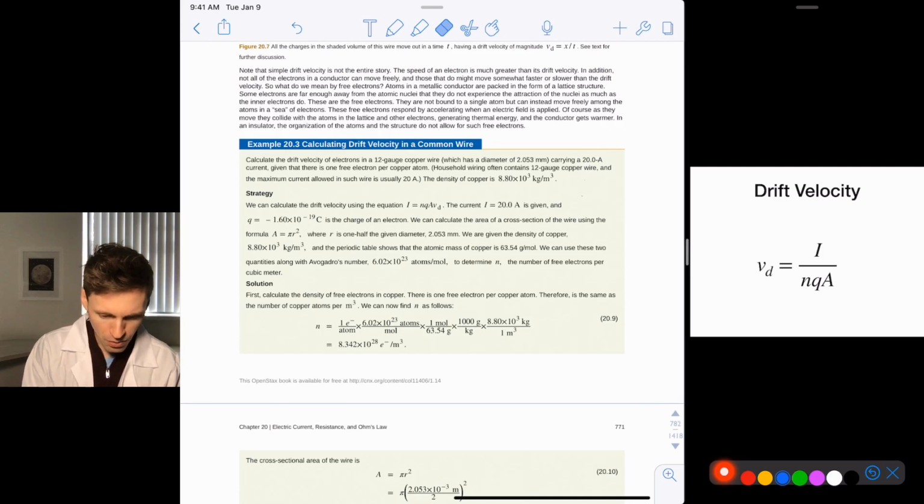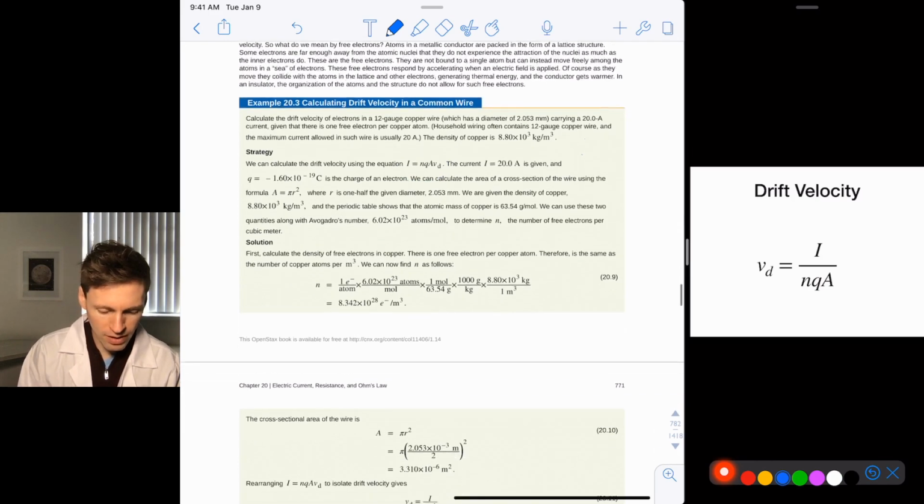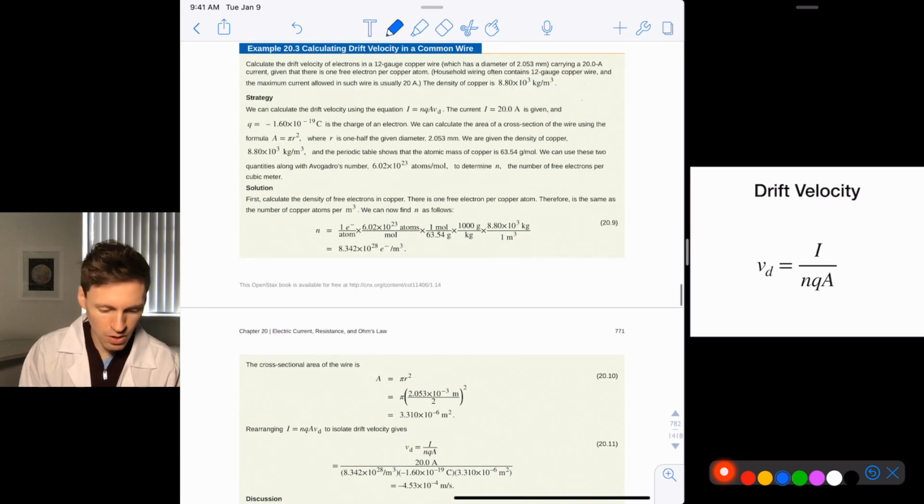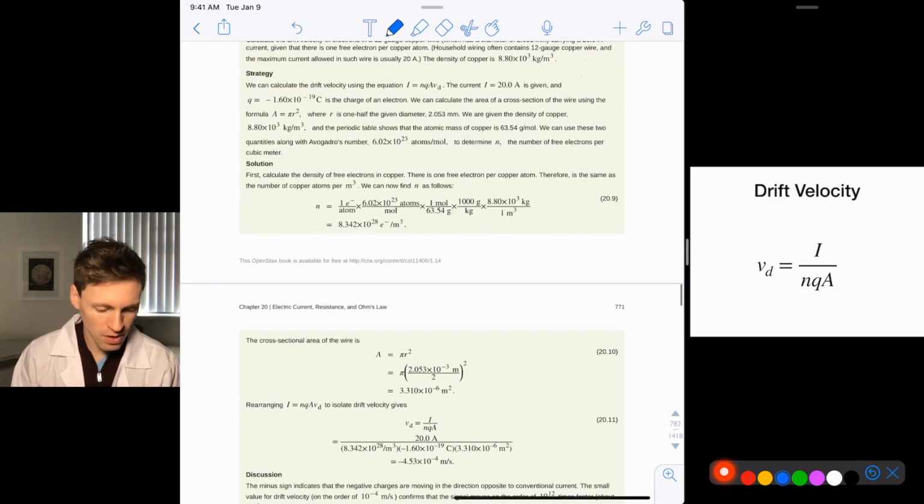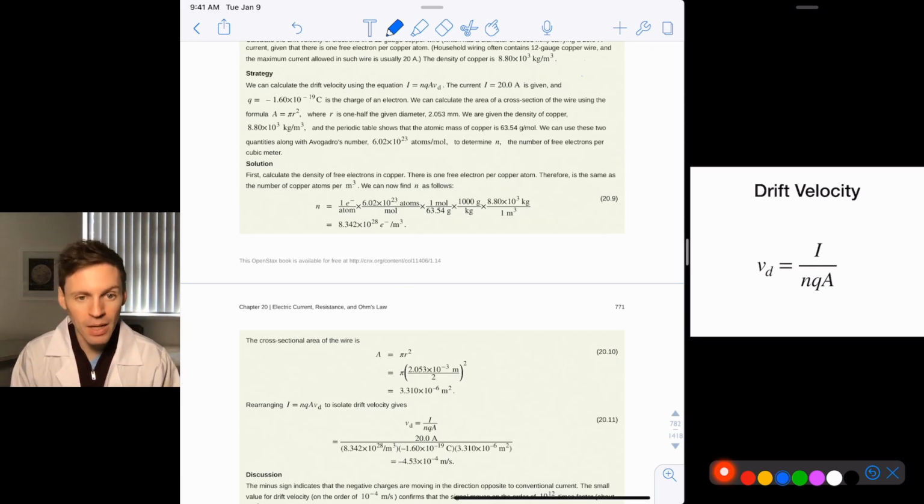So we look through this, the strategy then. We want to calculate the drift velocity using this equation, solve for the drift velocity. We know the current, we know Q, we know the area of pi r squared, we know the density of copper. What we need to do now is take the density of copper and convert that into the number of copper atoms. Okay, so we know that there's 8.8 times 10 to the 3 kilograms per meter cubed, but what we want to do is convert that into how many copper atoms there are then.